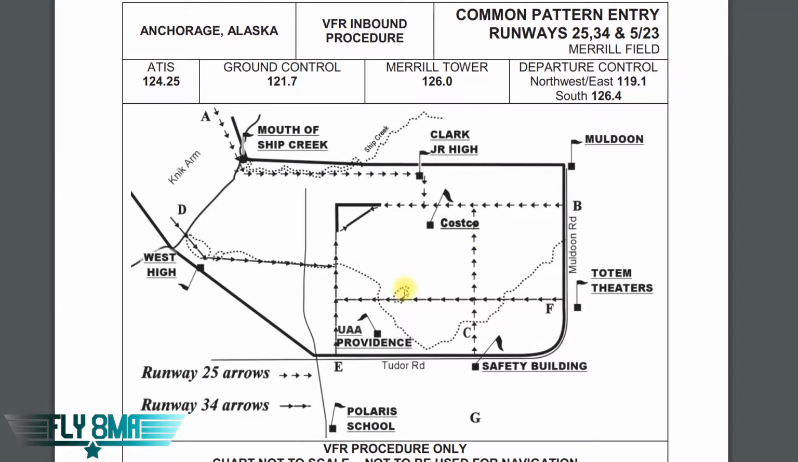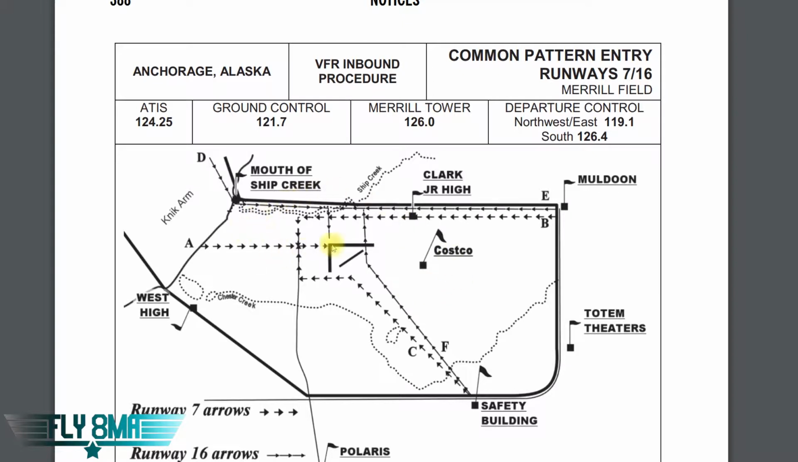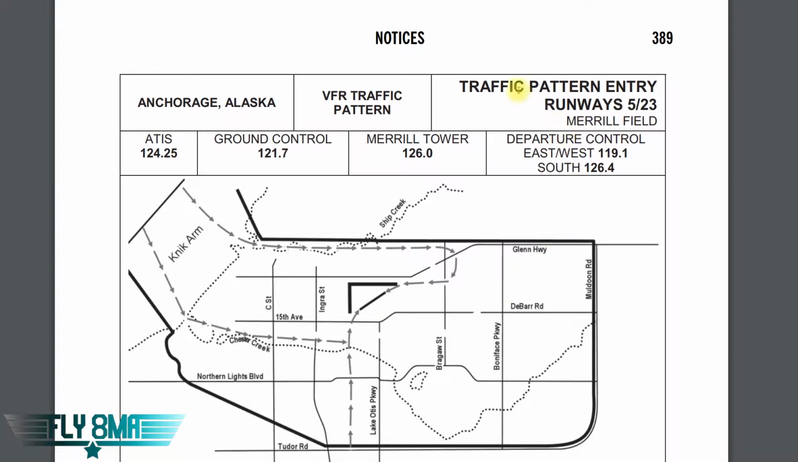Studying up on these two pattern entry charts is a great idea before you go flying in and out of Merrill, just so you know how to get in, and especially if you're taking off on your first lesson out of there, a great idea to have some sort of clue of how you're supposed to come back into the airport on these preset routes. The chart supplement has one more plate here for the traffic pattern entries to runway 5 and 2-3. That is the preferred routes arriving for the traffic pattern for that runway.